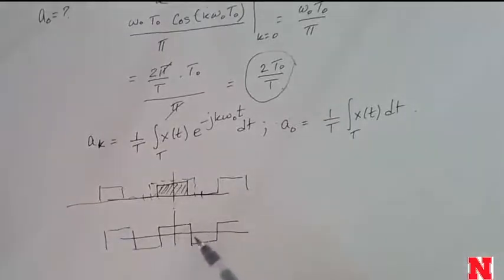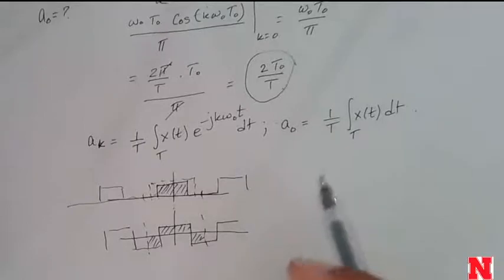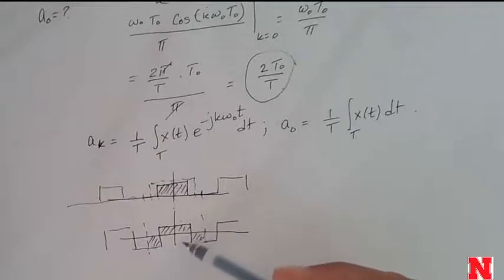So the way I've drawn it, if I took the average value now from here to here, and if this area here was equal to this area here, then the average value would turn out to be 0. Okay? And this would give me a situation where the DC coefficient is 0. A0 will be 0. The DC value is 0.